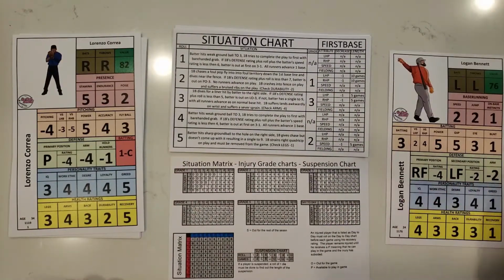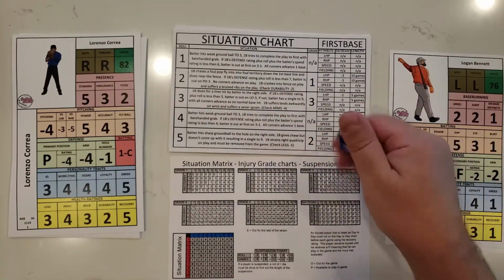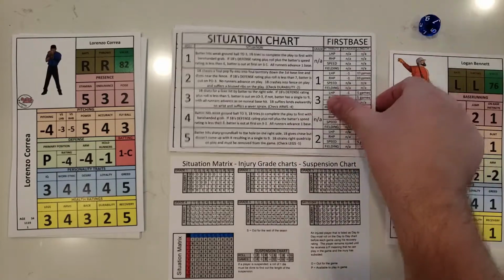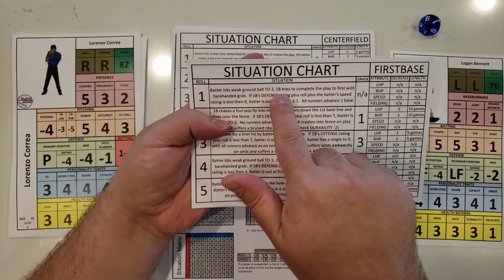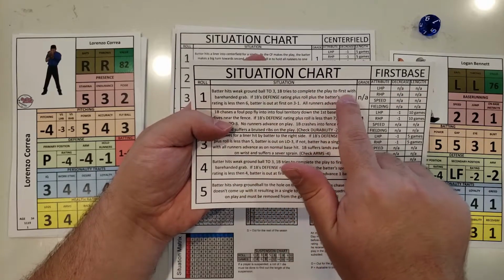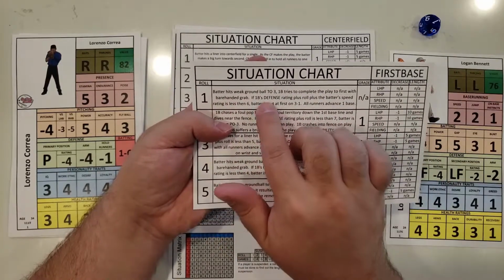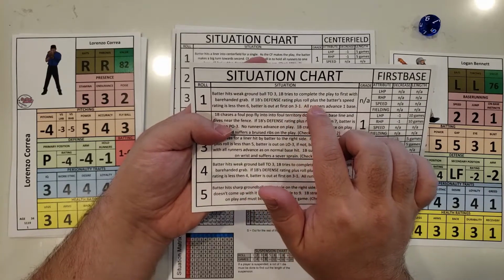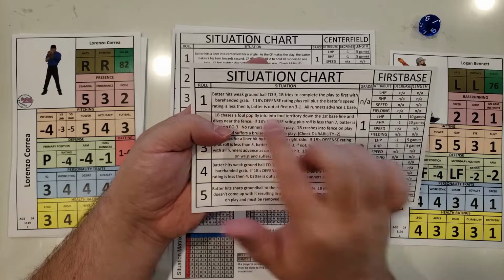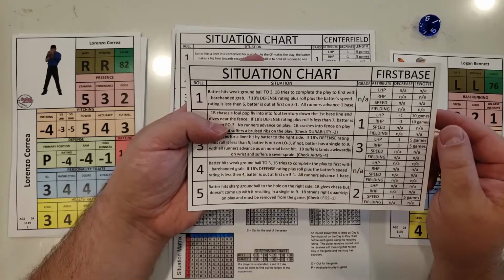And we will roll our 1d10 to find out our result. We have a 1. Batter hits weak ground ball to first base. First baseman tries to complete the play to first with a barehanded grab. If first baseman's defense rating plus the roll plus the batter's speed rating is less than 6, the batter is out at first on a 3-1.